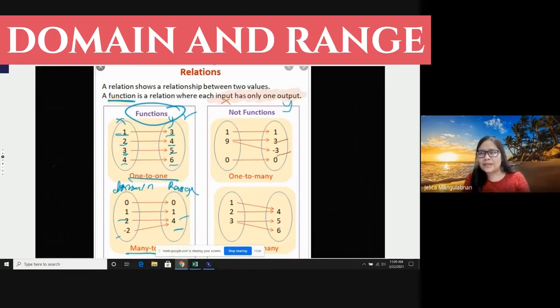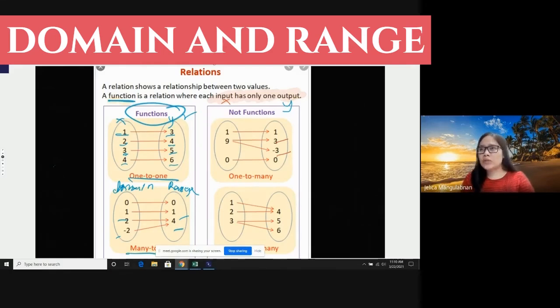Okay, again, to identify if the given relation is a function, focus on the domain. Focus only on the domain. So if there is a repeated number on the range, it's fine. It is still considered a function. However, if there is a repeated number on your x values, that is not considered a function. Take note of that. So this one is still considered a function.